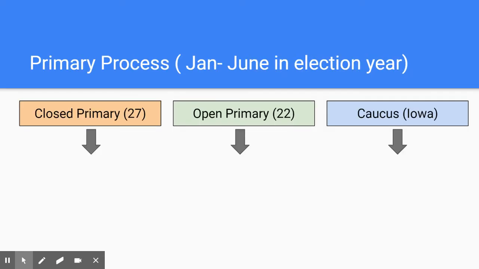So the first thing that happens, this happened before this year, so we didn't talk a whole lot about it, is the primary process in a presidential election. If election day is in November, like November 2020, you had the presidential election. Starting the previous January through June, you have primary elections in every state.